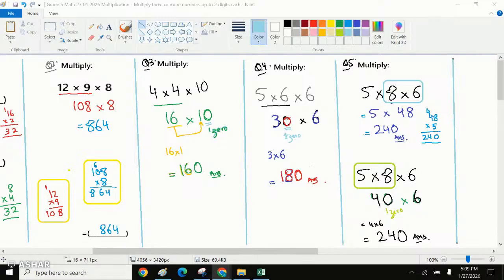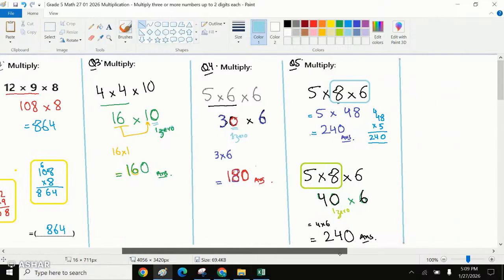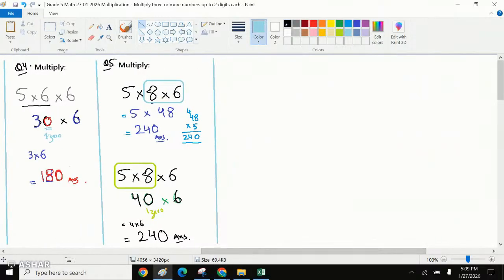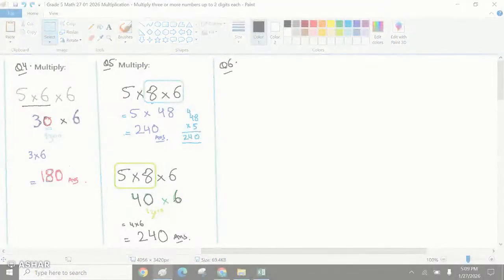So moving ahead, let's see the next question. Question number 6 says that we need to multiply 4 multiplied by 7 multiplied by 10.